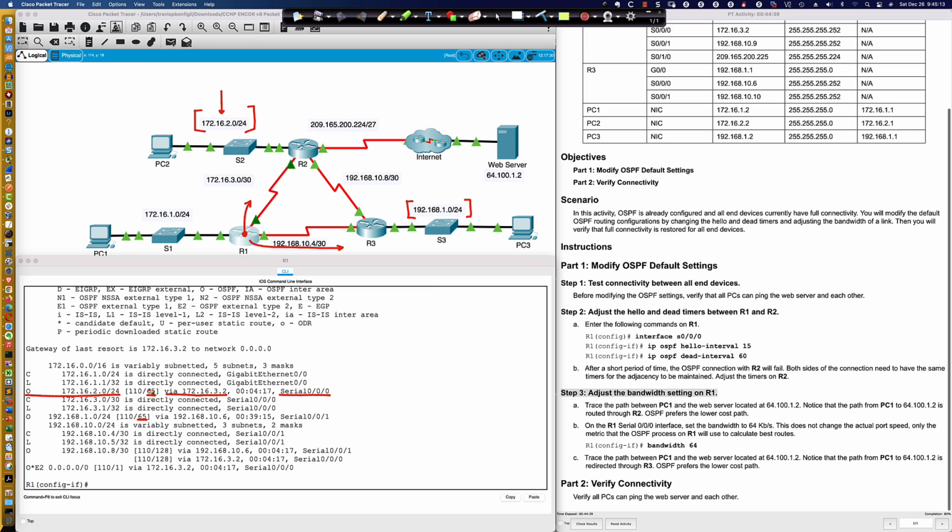So 65 is better than the cost of going this direction. And so now let's clear the screen here, and I'm going to show you how to determine how OSPF is making that calculation. Where is 65? I mean, what in the world does that mean? How is that being determined?